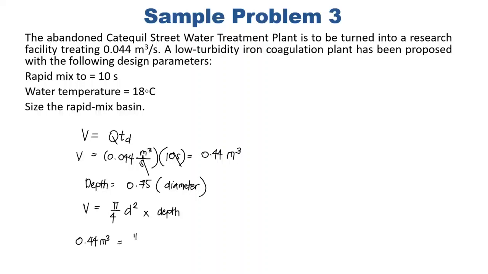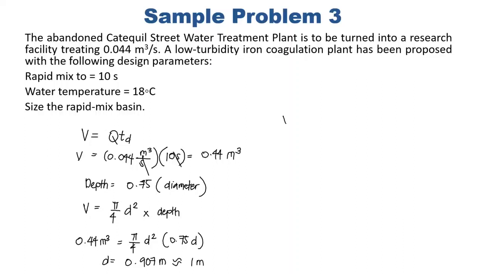That is equal to pi over 4, then we are looking for the diameter here, times 0.75 D. So our diameter here is equal to 0.907 meters. But it is impossible to manufacture or fabricate this dimension since in the fabricating shops or companies, the standard is a whole number. So let's make it 1 meter.